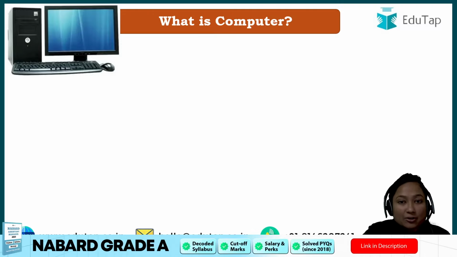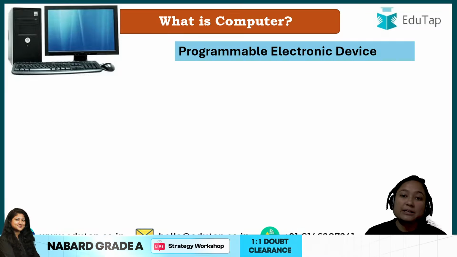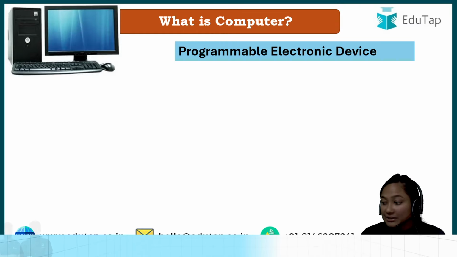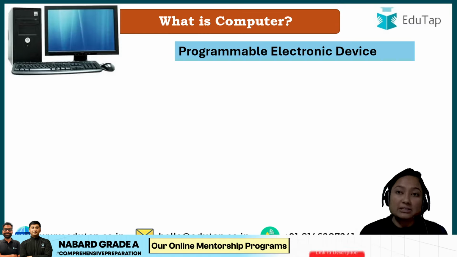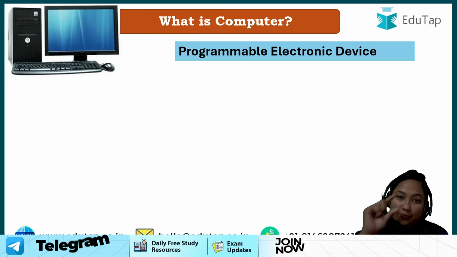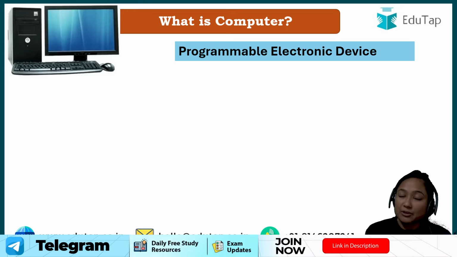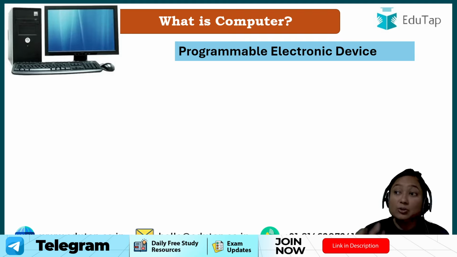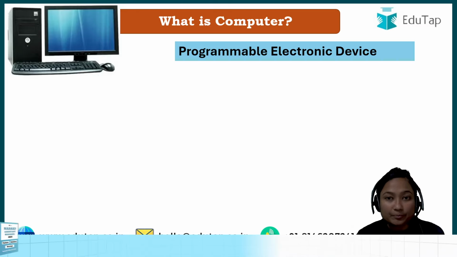So when we are talking about computer, computer is basically a programmable electronic device. Now understand these terms. Programmable means it's a machine that can be programmed to do your task, that can be programmed to follow your instruction. We will have a program running. Now what is a program? That we are going to learn very soon. Electronic means this particular device will run on power. It needs to have electricity, it needs to have some kind of battery to run.